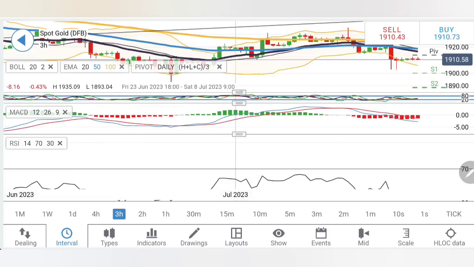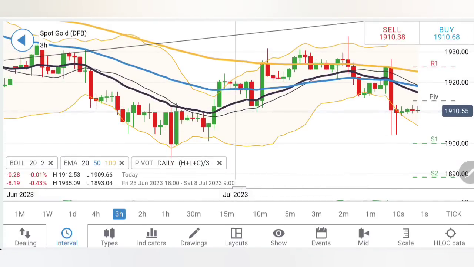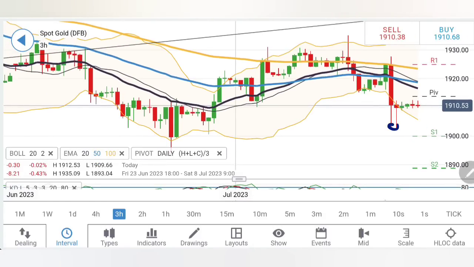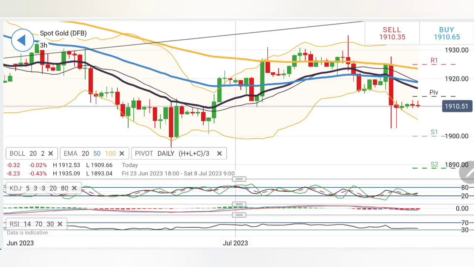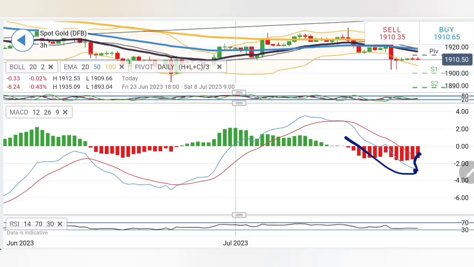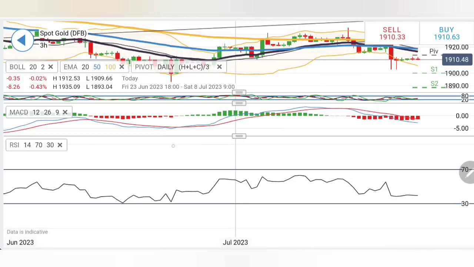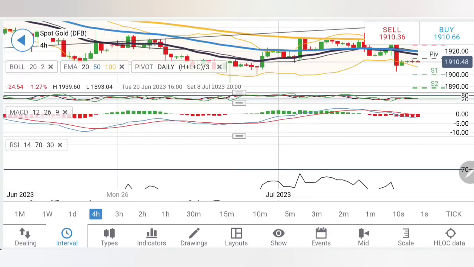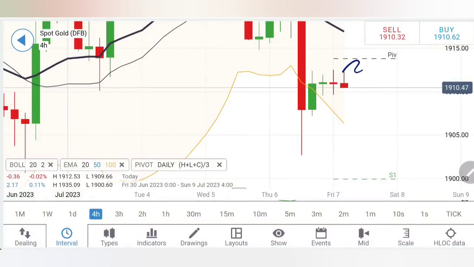RSI is flat, and on the 3-hour chart similar is the observation, nothing different. The only thing is the price is divergent from the moving averages. The moving averages have crossed over. This is a bearish sign. Stochastic is trying to look upwards. The MACD is still bearish, trading with divergence. RSI is almost flat.